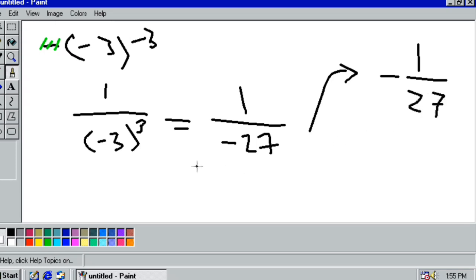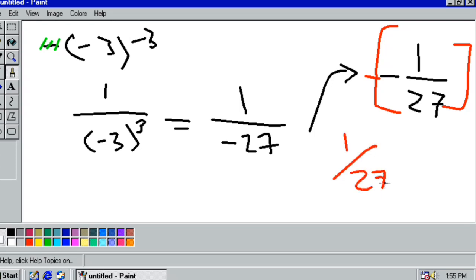But keep in mind that we have a negative sign here that we removed earlier, so we are going to add the negative sign. So negative times negative is positive, so it will become positive. So this is the final answer, positive 1 over 27.